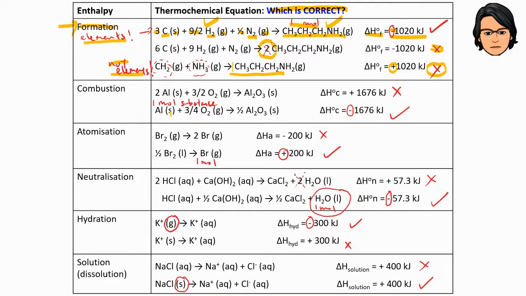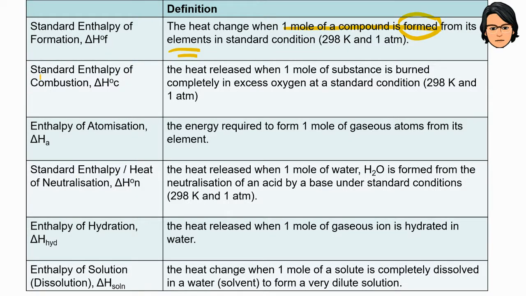Now, next one, combustion. For combustion, we know that it must react with oxygen. Both also react with oxygen. Why is it that the second thermochemical equation is correct? According to the definition of standard enthalpy of combustion, it says that heat release, and heat release means negative, when 1 mole of substance is burned.